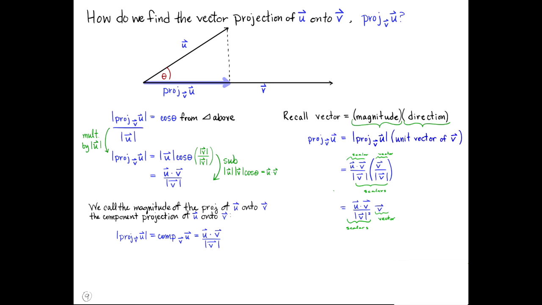Since we're projecting u onto the vector v, the projection lies along the vector v, and notation-wise we use the subscript v, thinking of u as lying on top of vector v.